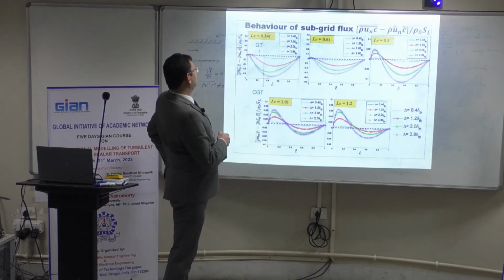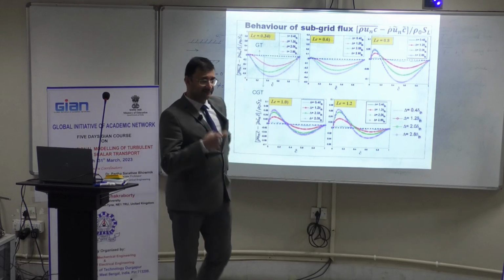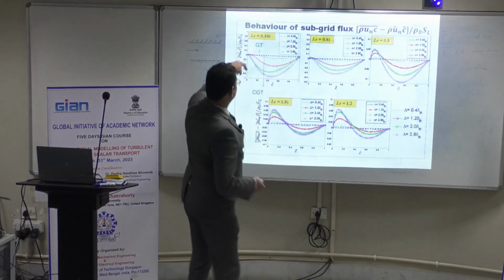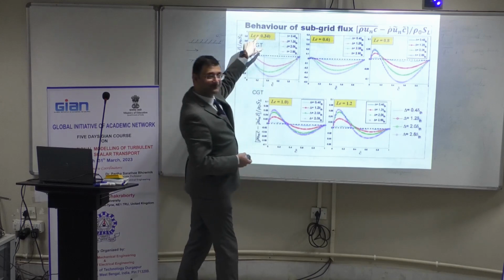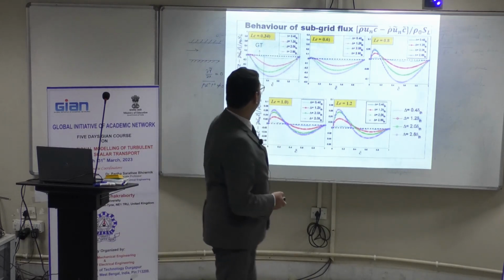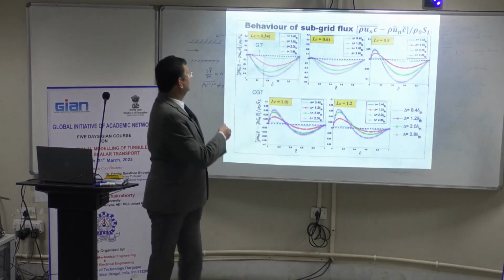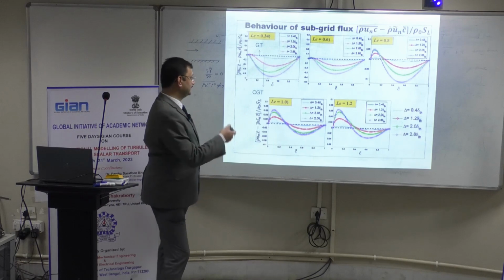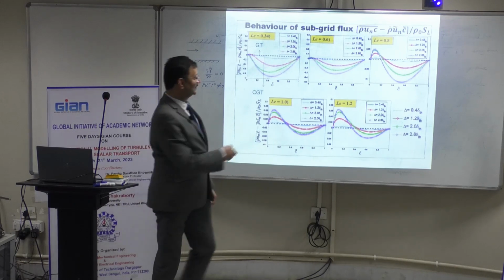In this case, I am taking the scalar flux in the plane normal direction. That's why the sign convention changed. Everything negative will become a gradient transport. On the positive side, gradient transport. You can see the behavior is shown for different filter widths. As the filter width increases, you can see the extent of counter gradient transport increases.